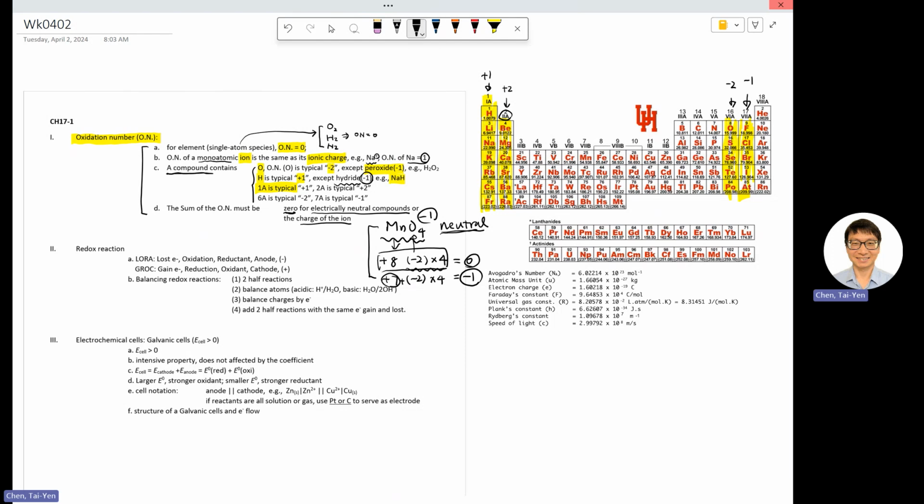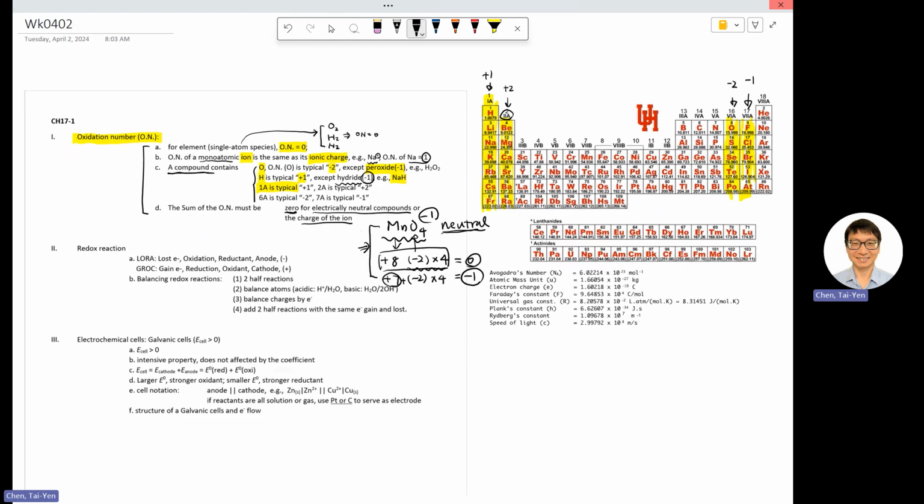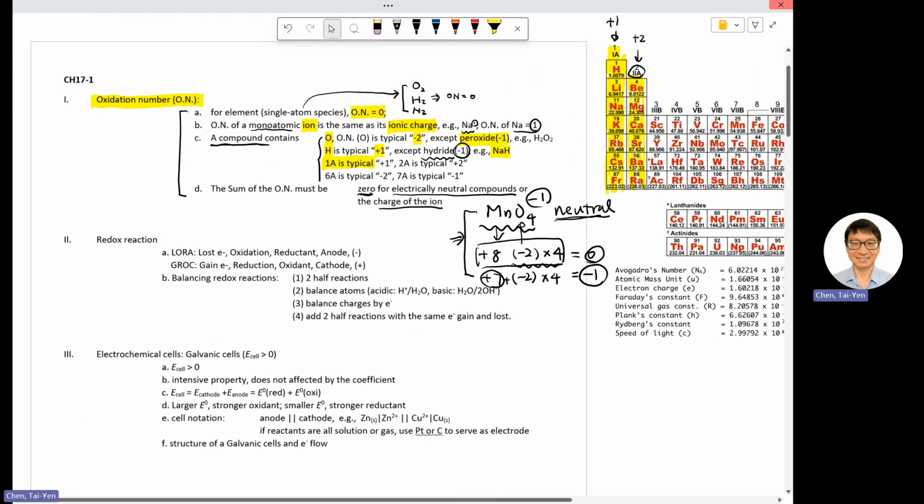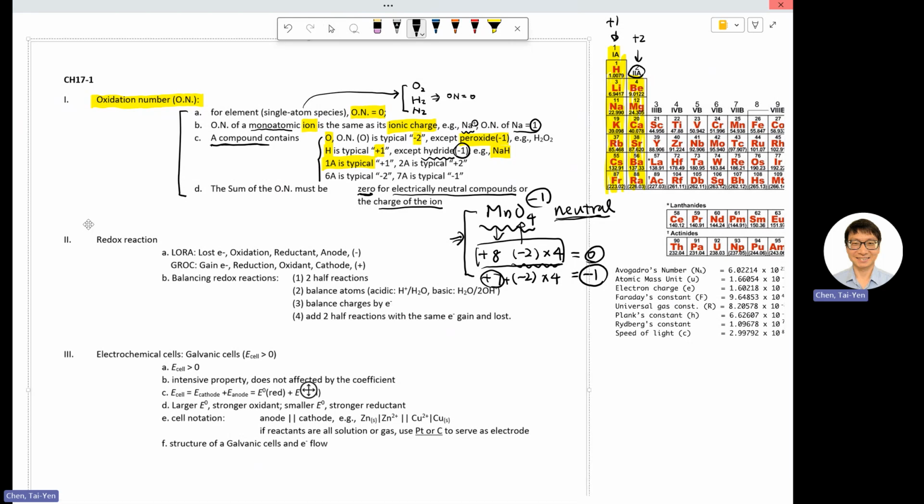So this is the first example to show you how to calculate the oxidation number of different atoms. Once we know how to calculate the oxidation number of different atoms, then based on its oxidation number changes from the reactant to the product side, we can start to understand redox reactions. Redox reactions are reactions where both oxidation and reduction happen simultaneously.